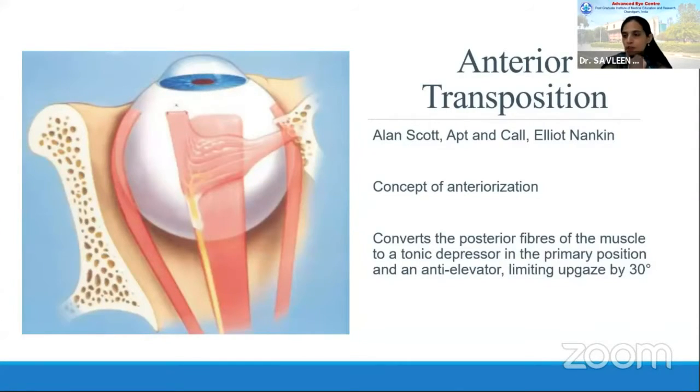Now, anterior transposition, just a word because it's a little bit concerned with the anatomy. It was described centuries back, but then modified by Alan Scott, Apt and Call, and then Elliot Lankin, and then further modifications were done. The concept remains the same, that you convert the posterior fibers of the muscle from the depressive action in the primary gaze and make it an anti-elevator. It also limits up gaze to the range of 30 degrees.